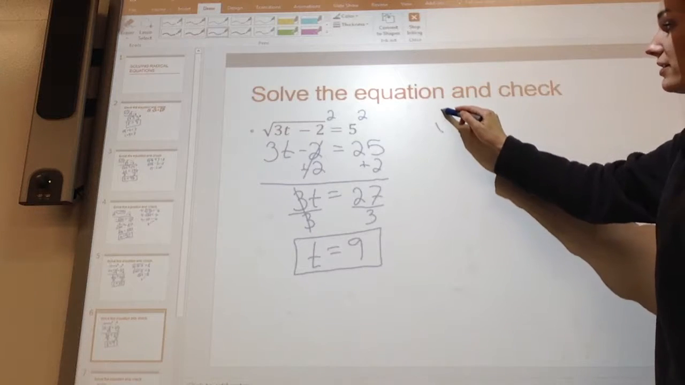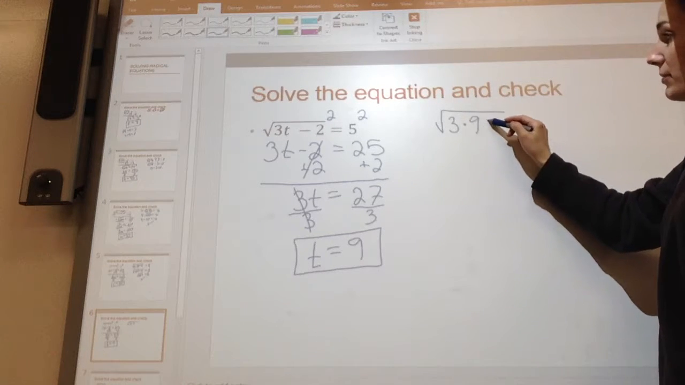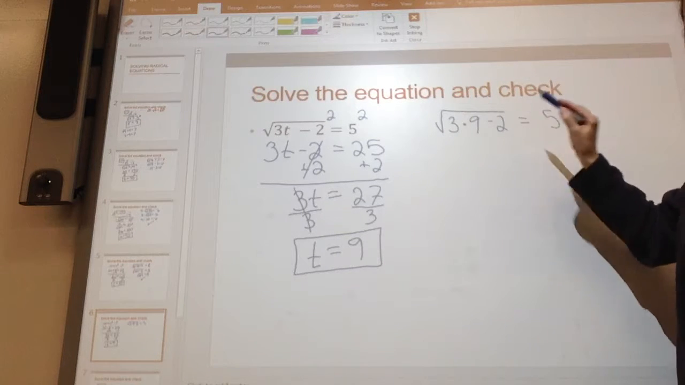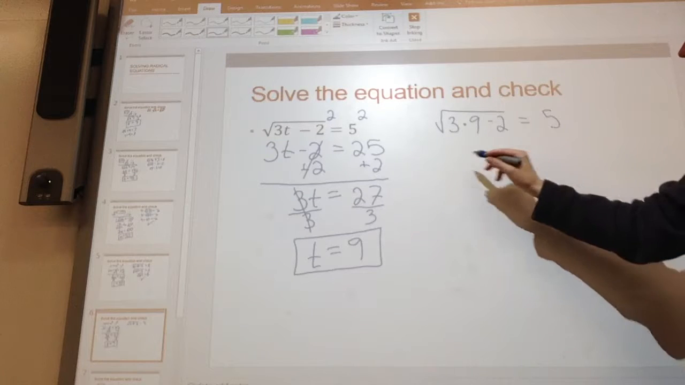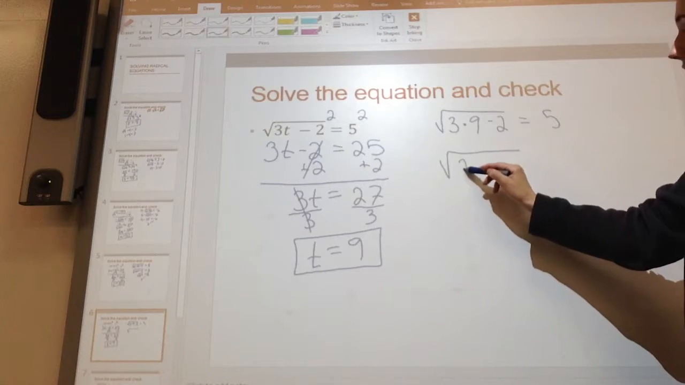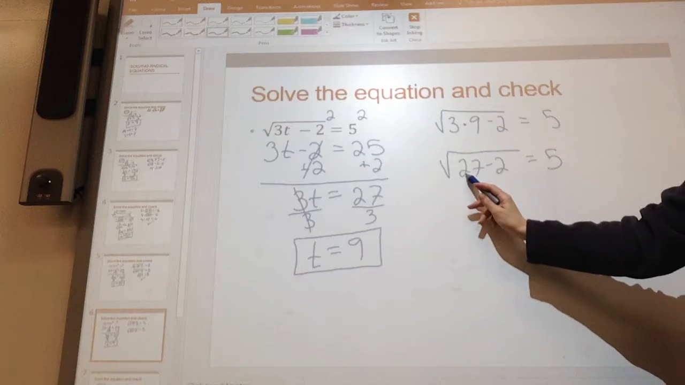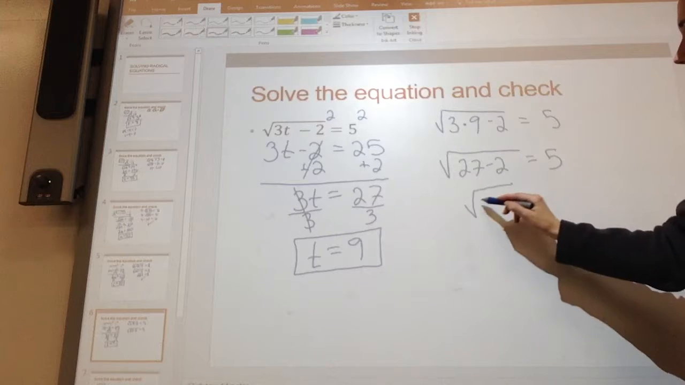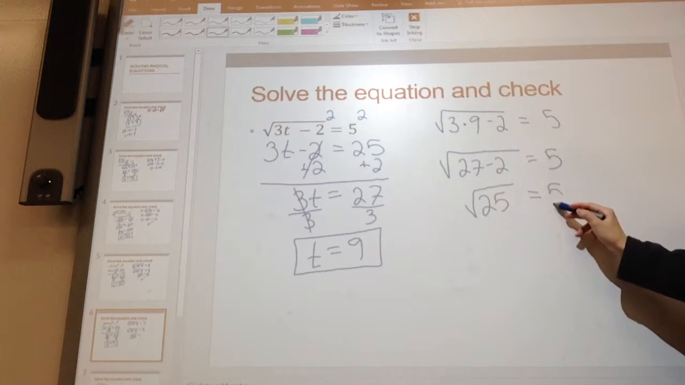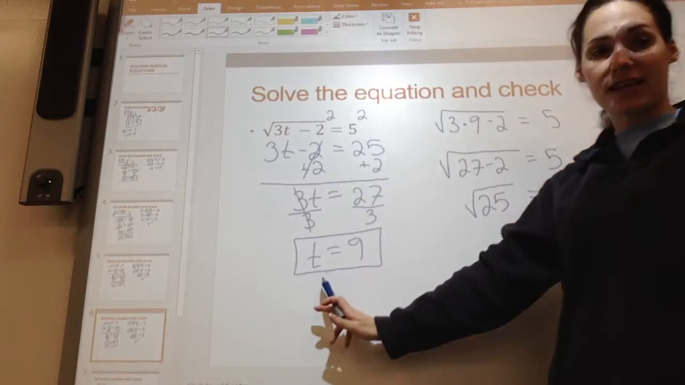So off to the side, we're going to do the square root of, instead of 3t, it's going to be 3 times 9, minus 2. And make sure that you have that all underneath the square root, not just part of it. So following order of operations under here, multiplication is going to come first. So we have 27 minus 2. 27 minus 2 gives you 25. And the square root of 25 is none other than 5, which is what we wanted it to be. So this check proves that that is my answer.